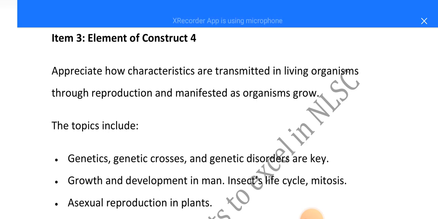Now today we are going to look at the topics mainly, but before I go to topics, allow me to tell you that when you are looking at element of construct 3, you need to appreciate how characteristics of living organisms are transmitted within themselves through reproduction and manifested as these organisms grow.